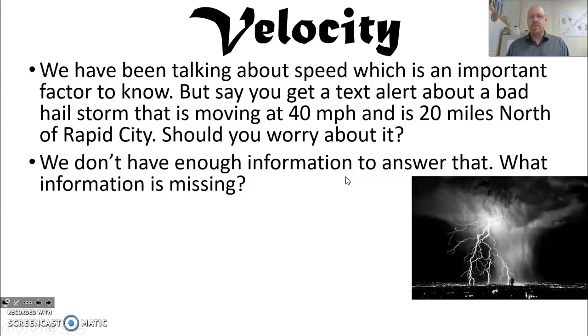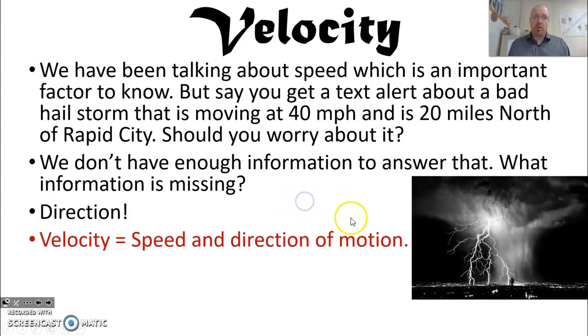What information is missing? So again, we have a hailstorm that's moving 40 miles per hour, and it's 20 miles north of Rapid City. Well, what we're obviously missing is the direction. Which direction is the storm traveling in? If it's heading south, which means towards Rapid City, yes, we should worry about it. But if it's heading north, well, that's north of us, so it's already going north or east or west. Don't have to worry about that. So direction is really important.